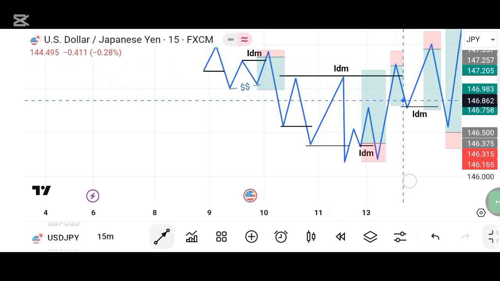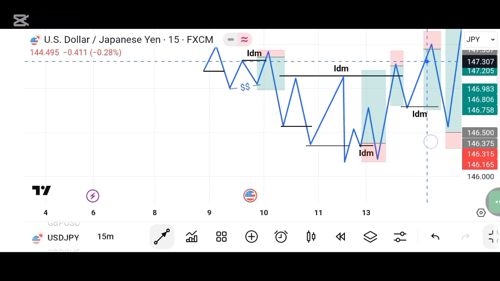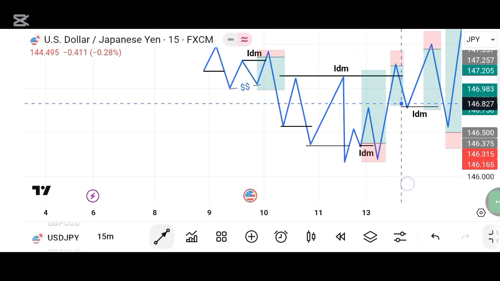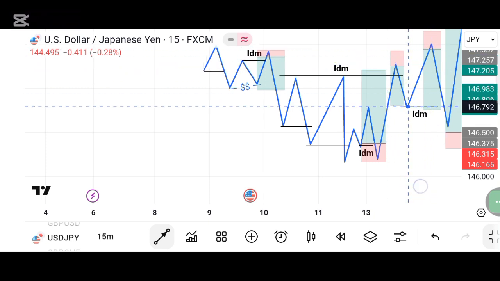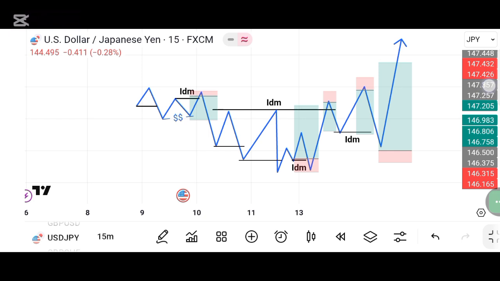Then after a sweep of liquidity above this high again, you can see that there's a retracement down to this level of liquidity, which is this inducement, giving rise to this overall buy you're seeing. So you can see, just like that, we just trade with liquidity.